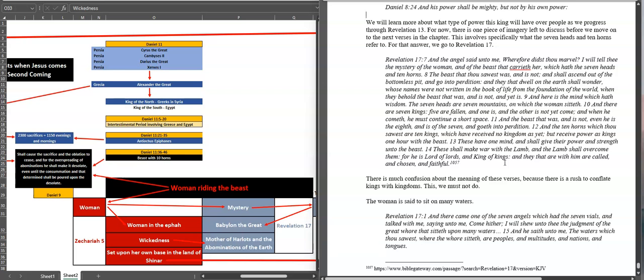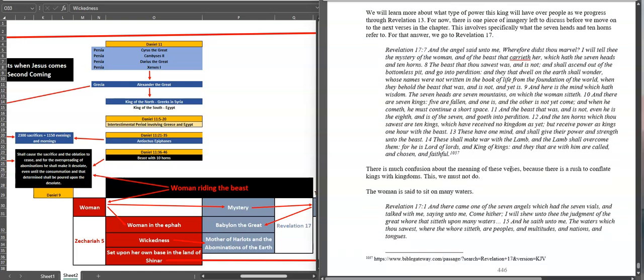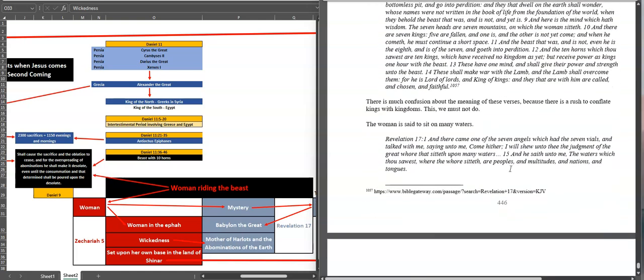And the 10 horns which thou sawest are 10 kings, which have received no kingdom as yet, but receive power as kings one hour with the beast. These have one mind, and shall give their power and strength unto the beast. These shall make war with the Lamb, and the Lamb shall overcome them. For he is Lord of lords and King of kings, and they that are with him are called and chosen and faithful. Yes, that's us.